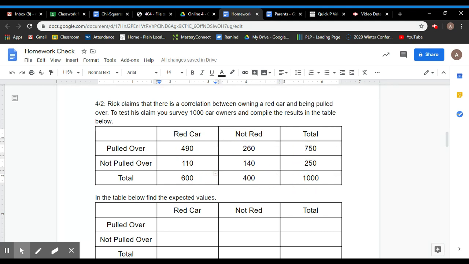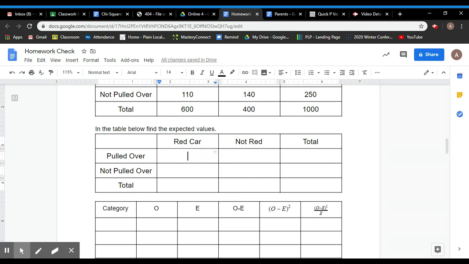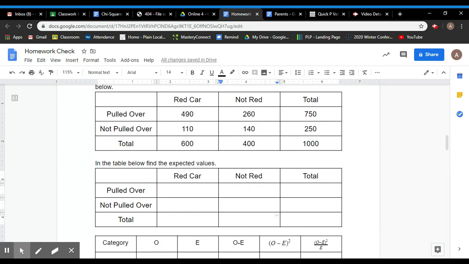Remember, this is actual data. We need to find the expected values. So remember, to find the expected values in a two-way table, you change one of the total columns to a percentage column. And then I want to find the percentages. So what's the percent of people who were pulled over, and what's the percent of people who were not pulled over? Well, to find the percent of people who were pulled over, you take the 750 people who were pulled over and divide it by the 1,000 people total.